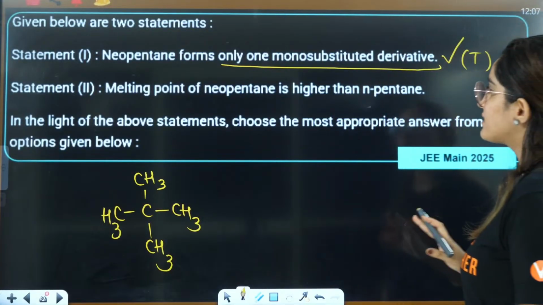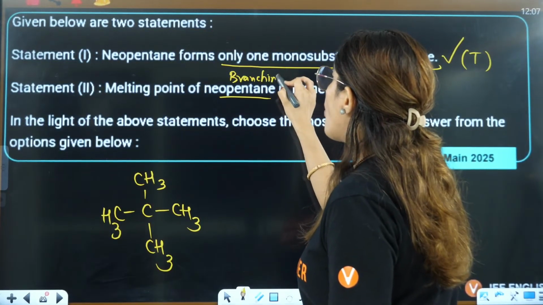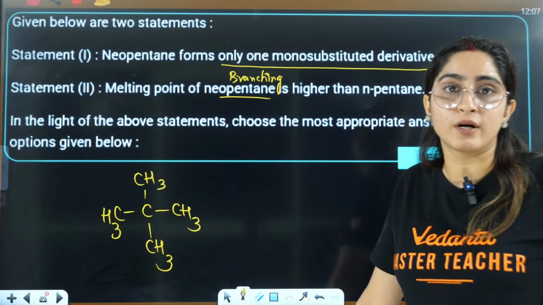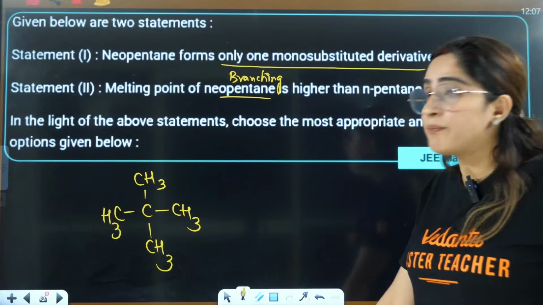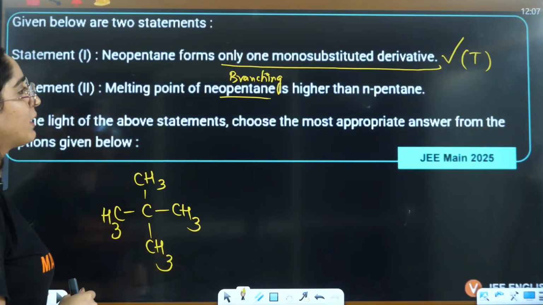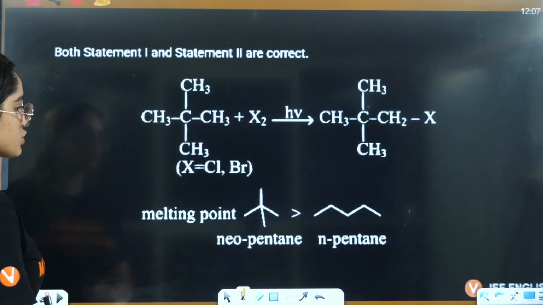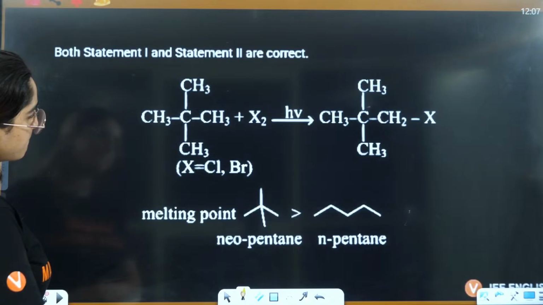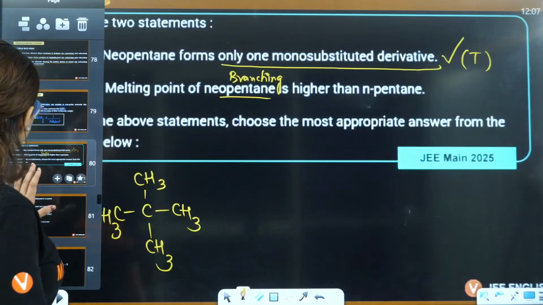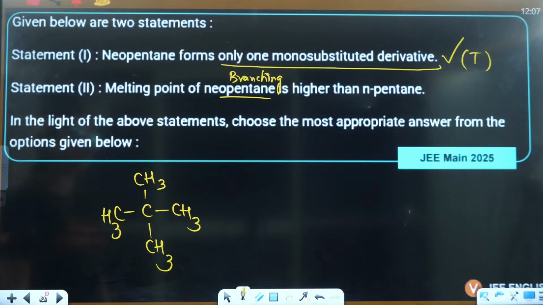Melting point of neopentane is higher. This has branching, and the more the branching, the lower the melting point, they are saying. That means n-pentane will have more melting point as compared to neopentane. So that is false. So we can say first is correct, second is incorrect. So the answer is going to be... melting point or boiling point, they are asking you? Wait a minute. Melting, okay. They are asking you the melting point here, not the boiling point.